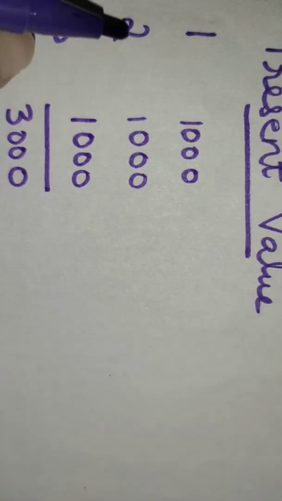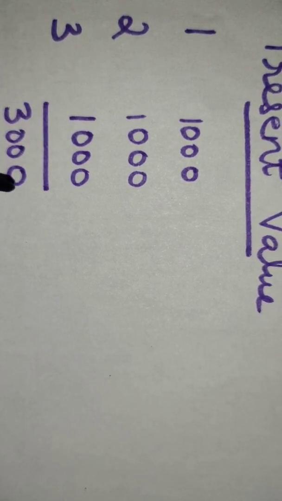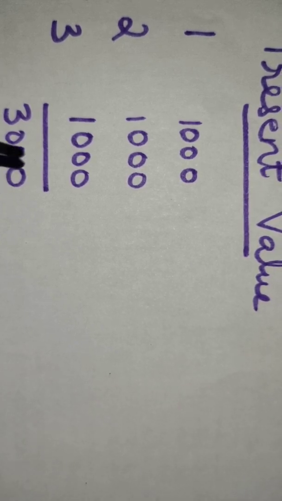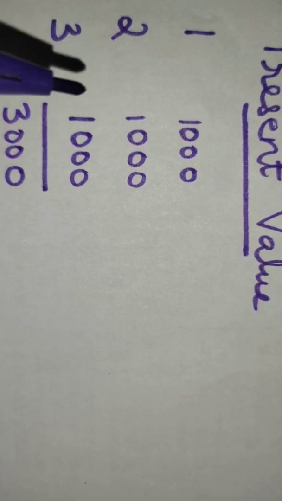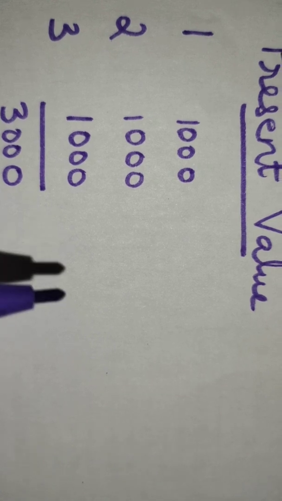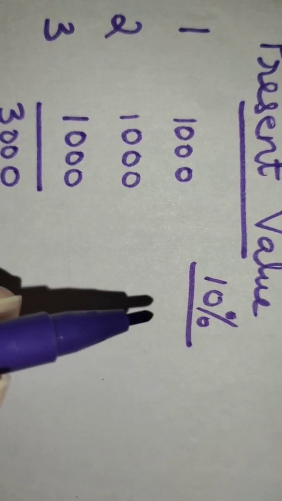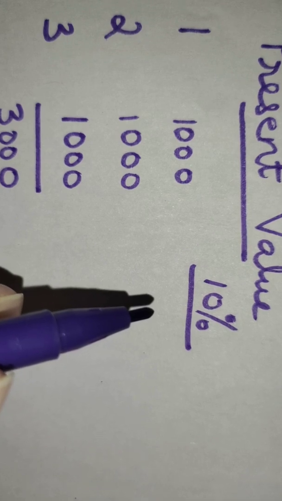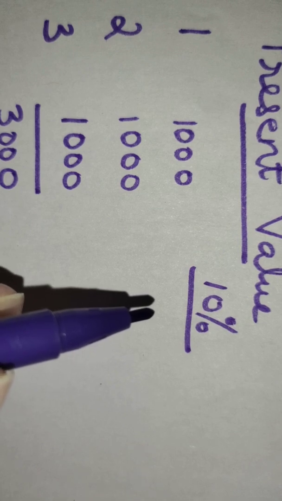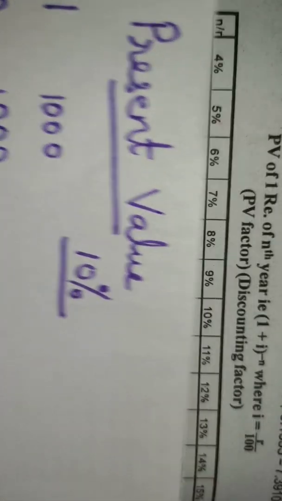At the end of first year, 1000, at the end of second year, 1000, at the end of third year, another 1000. So, total 3000 rupees. Now, we are going to find out what is the present value of these cash flows when the amount is depreciating by 10%. That means the value of rupee is depreciating every year by 10%. Now let us find the present value using the present value factor table.